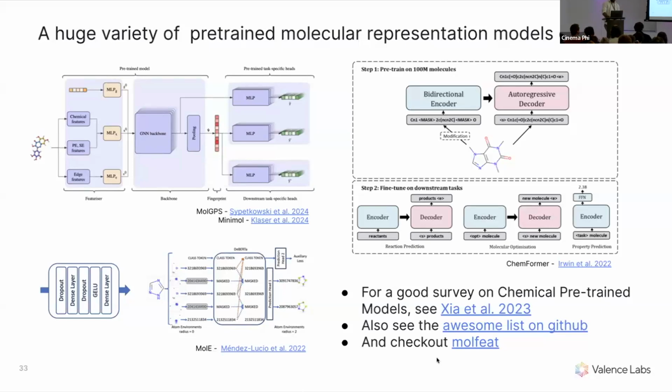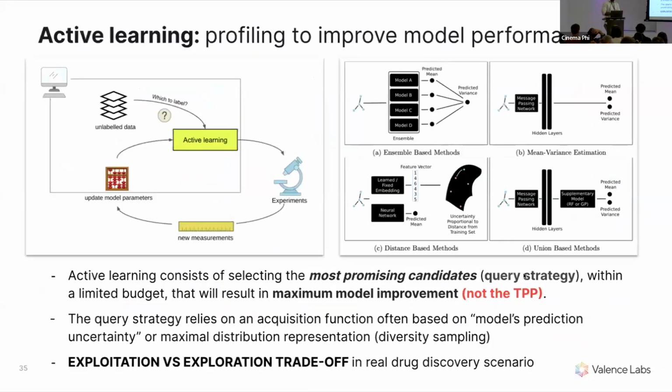There's a list of these state-of-the-art pre-trained molecular representations on GitHub that I invite you to check. Okay, so finally, let's end with active learning. The goal of active learning is this: we know that drug discovery is expensive. Just testing permeability on Caco-2 costs more than 500 per compound. If you do that for 10,000 compounds, I don't think your startup will be that successful. So you need to be very smart about the way you profile compounds.